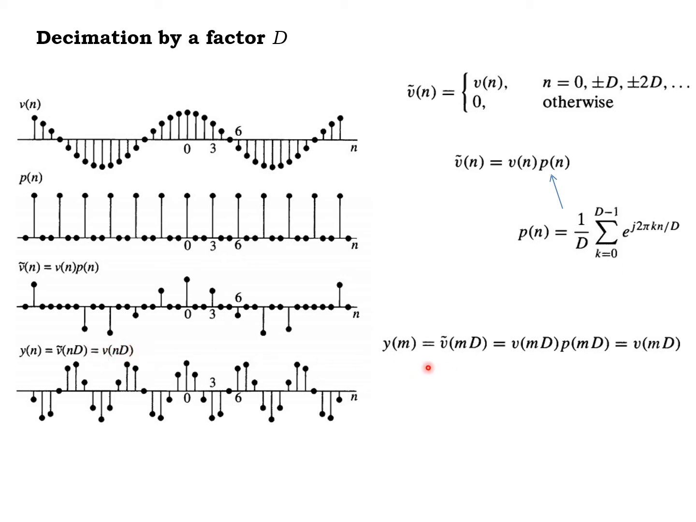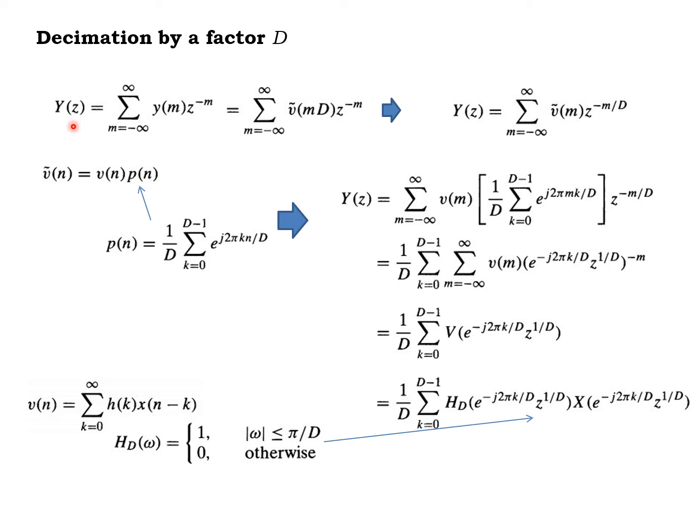So y of n can be obtained by using v bar of md, which is v of md into p of md, which is equal to v of m into d, because p of m into d is a periodic sequence, right? So the z transform of the output sequence is actually given by Y of z is equal to the summation of m equal to minus infinity to infinity y of m into z to the power of minus m. We know what is y of n from the previous expression, so we substitute that here. Y of z can be written as, since this is actually decimation, we are simply raising it to the power, so z to the power of minus m divided by d.